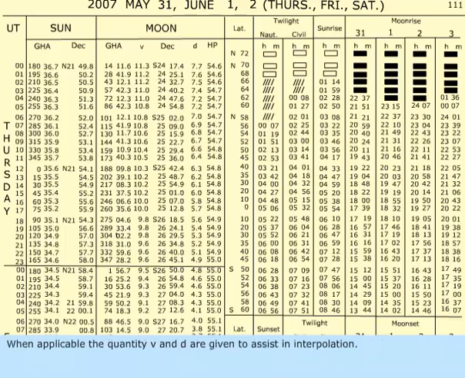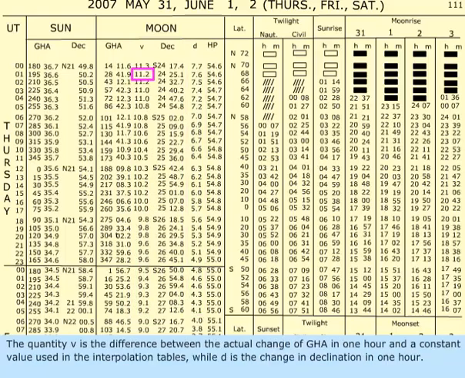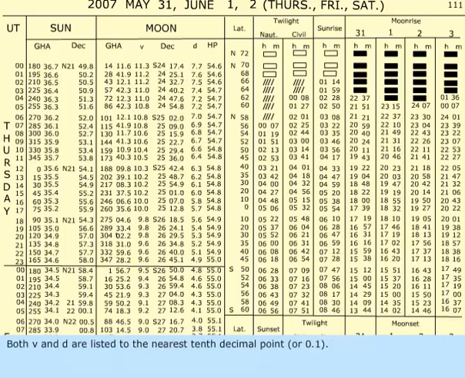When applicable, the quantities V and D are given to assist in interpolation. The quantity V is the difference between the actual change of GHA in 1 hour and a constant value used in the interpolation tables, while D is the change in declination in 1 hour. Both V and D are listed to the nearest tenth, or 0.1.